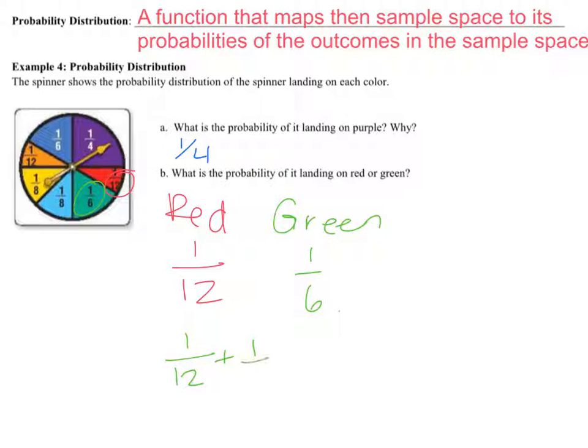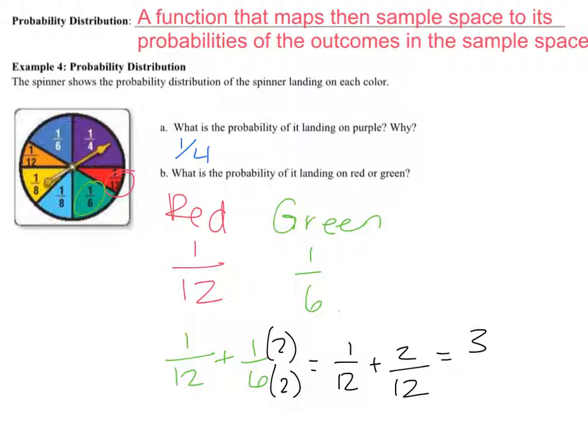plus 1/6. And remember, when we're adding these, you can plug this into your calculator if you want, but if you're doing it longhand, we'll multiply both of these just by 2 so that we can change that bottom. So we're going to have 1/12 plus 2 over 12. And now we can add them. So we're going to end up with 3/12, which reduces to 1/4. So there's a 1/4 probability that the spinner is going to land on red or green.